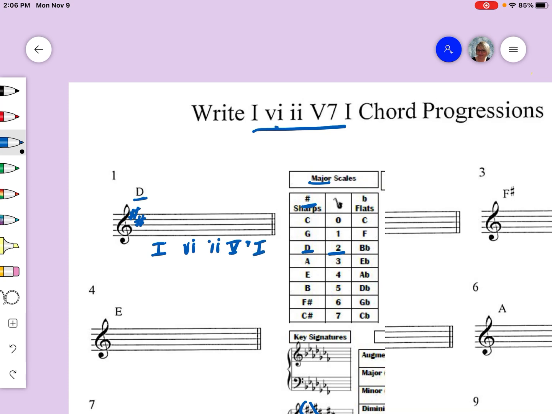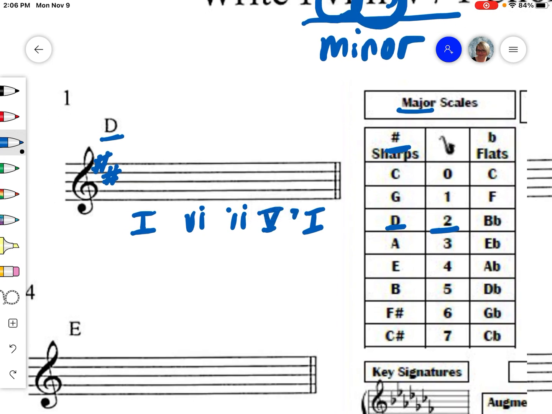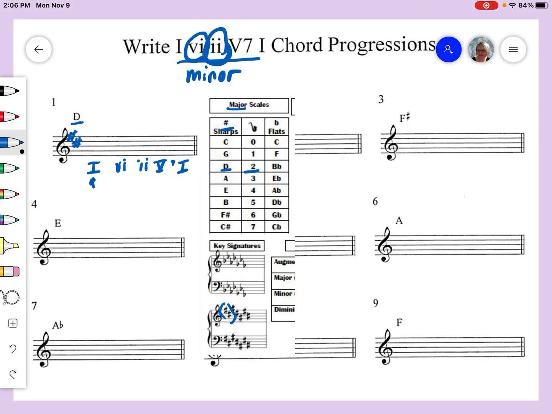So when it's lowercase like this, it means it's minor. Okay? And the chords are just naturally minor from the key signature, so you don't have to worry about putting any accidentals in front of them. So then I say, okay, what is the 1 chord in the key of D major? It is going to be D major.